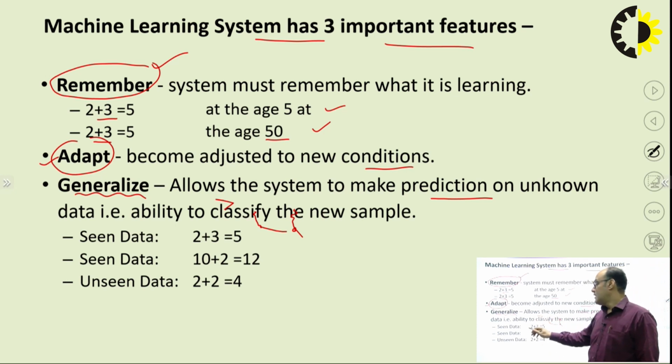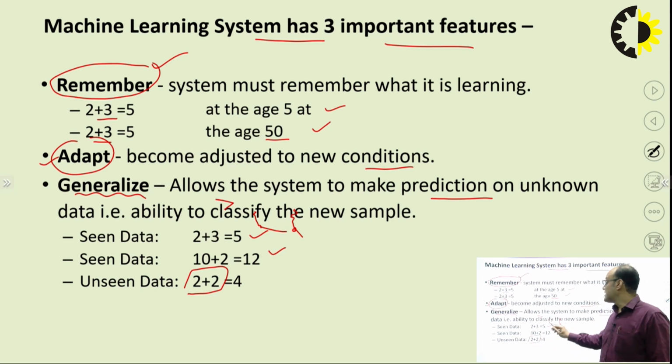For example, I have seen the data, 2 plus 3 is equal to 5. Again, another data is given, 10 plus 2 is equal to 12. I have seen the data. Then I will predict on new data. For example, I haven't seen this. So on the basis of my previous knowledge, I know how addition is done. So my answer will be 2 plus 2 is equal to 4.